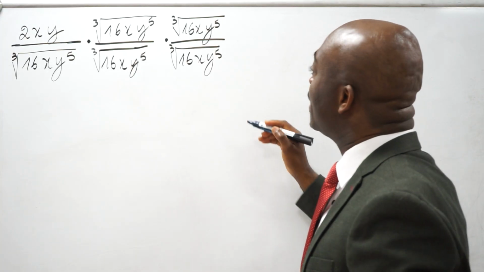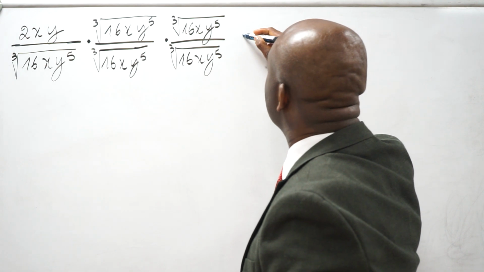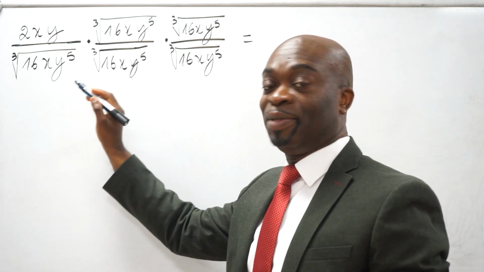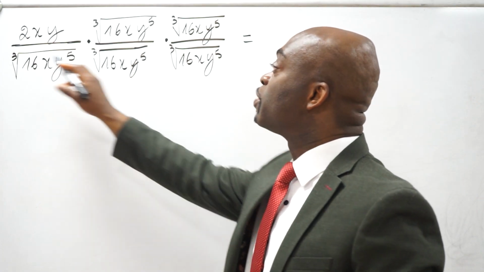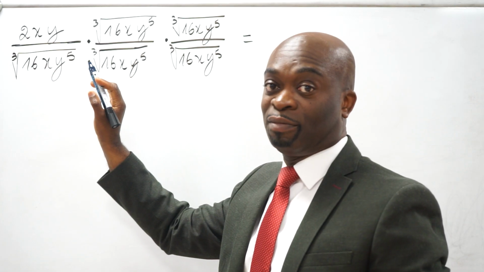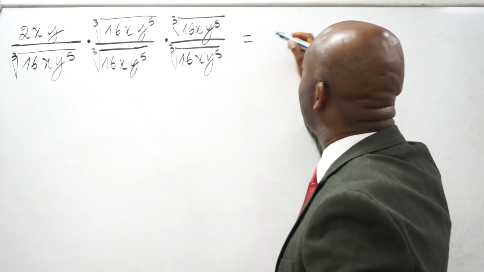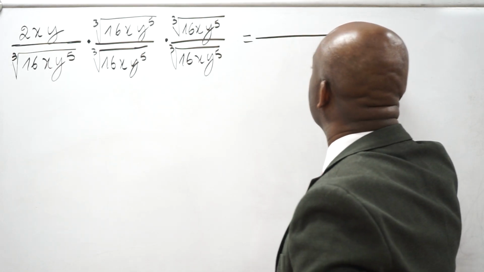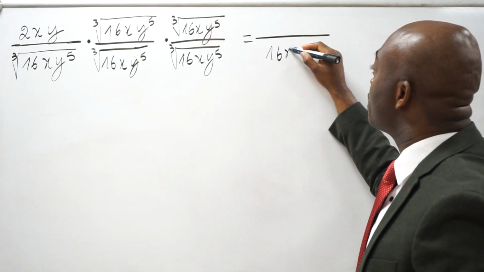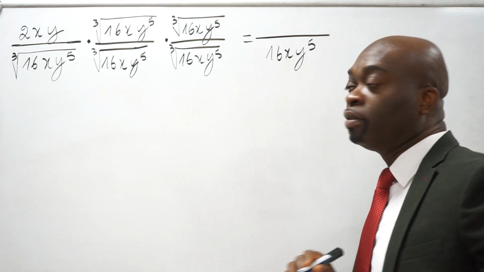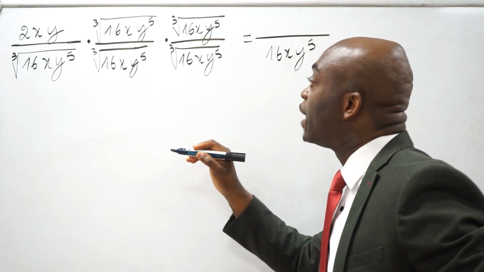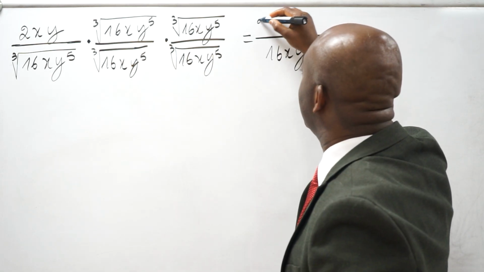Okay, so let's continue. The bottom piece is easy because we're multiplying the same thing 3 times with the cube root, so we end up with only the bottom expression. That one is a done deal. So the bottom piece ends up as 16 times x times y to the 5th power. Finish. Now, when it comes to the top expression, the 2xy is still going to be there, 2xy.